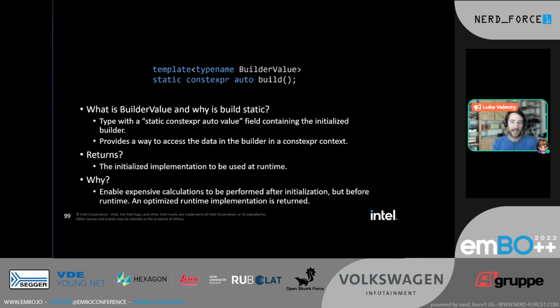Why do we need this step? Why can't we just have the callable operator on this directly and use it directly? Well, after we initialize that builder and add all of the extensions to it that we need for the project, there might be some expensive calculations that we want to perform before runtime. And so if we have this build function call at the very last step, it allows us to perform that expensive calculation. And it also gives us the opportunity to do some type erasure and optimize the data structures.